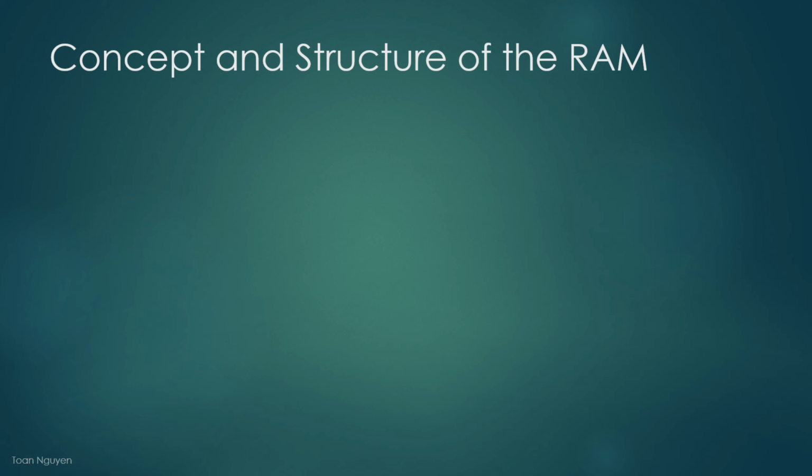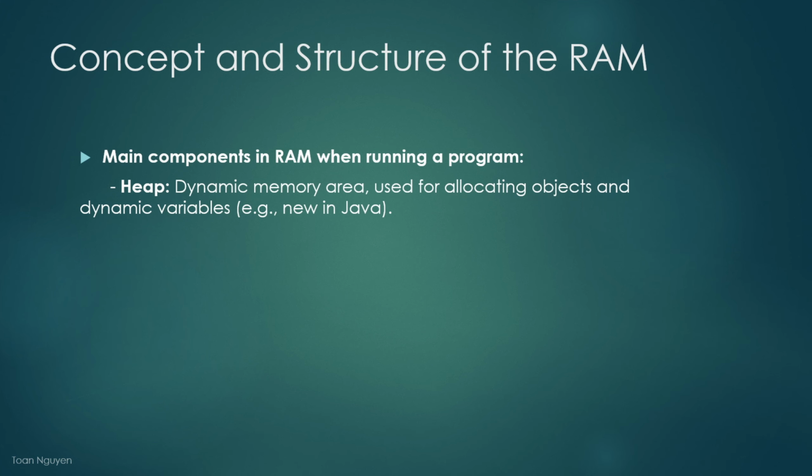Now let's move on to the concept and structure of RAM. The main RAM components when a program is running. Note that this structure applies only while the program is running. Heap is a dynamic memory region. It is used for object allocation and dynamic variables. For example, the new operator in Java. It allocates memory for objects.